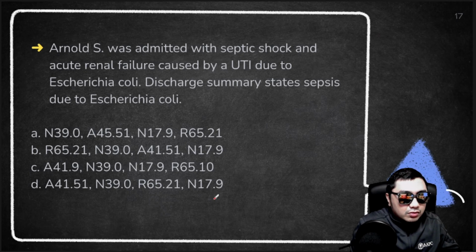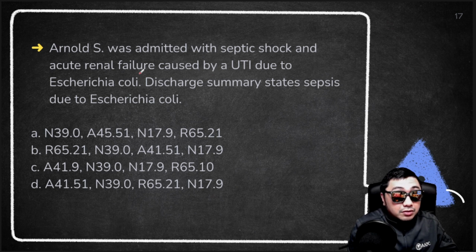Next, Arnold S. was admitted with septic shock and acute renal failure caused by UTI due to E. coli. Okay, so this chart summary states sepsis due to E. coli. So you have to check these code sets here, divide it into portions. Let's check first your term. You have the term septic shock here. Since septic shock is mentioned, R65.21. There's nothing here in letter C.